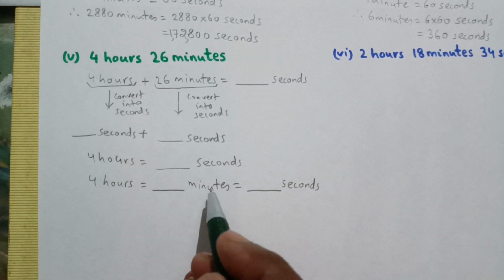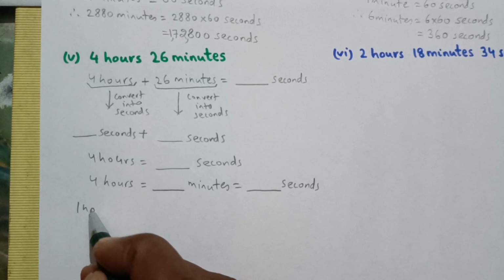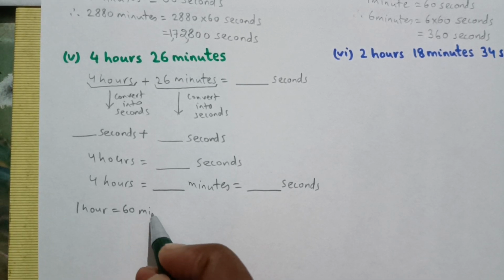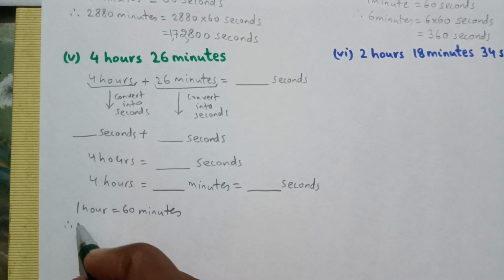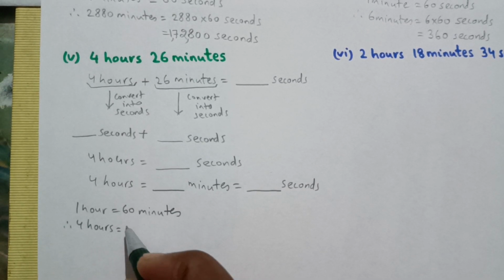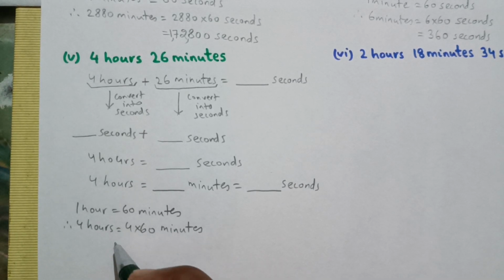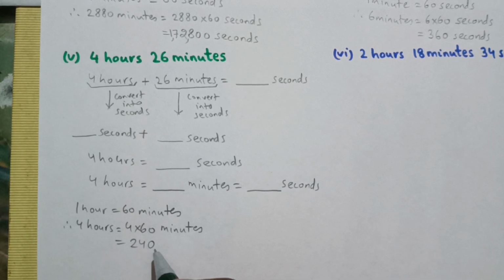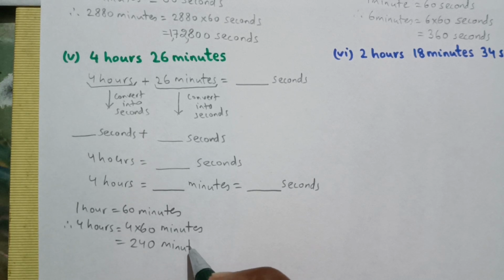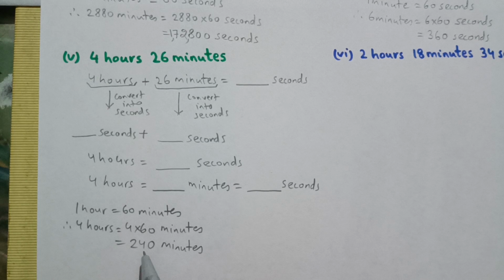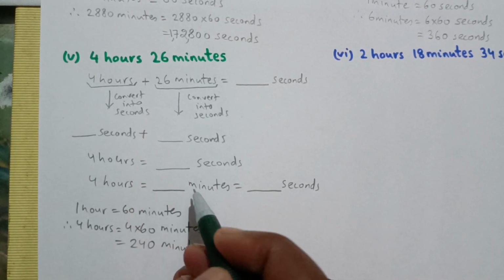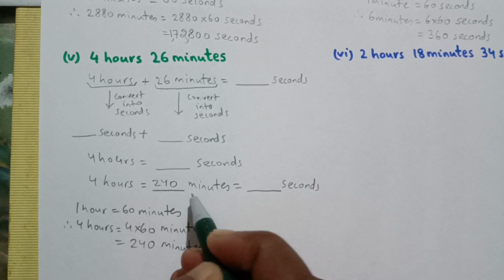First we are converting 4 hours into minutes. We know that in 1 hour there are 60 minutes. Therefore in 4 hours there will be 4 into 60 minutes. And what is 4 into 60? 4 into 6 is 24, then add this 0. So 4 into 60 is 240. So 4 hours is 240 minutes.